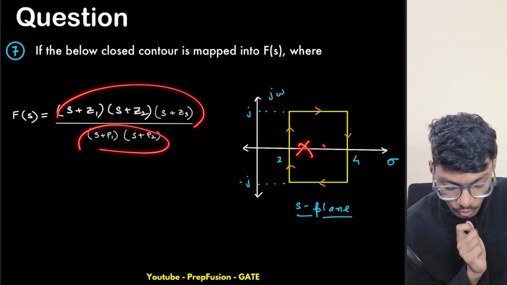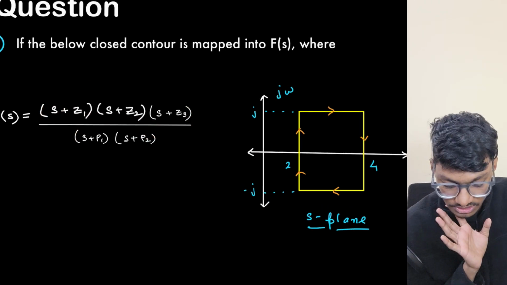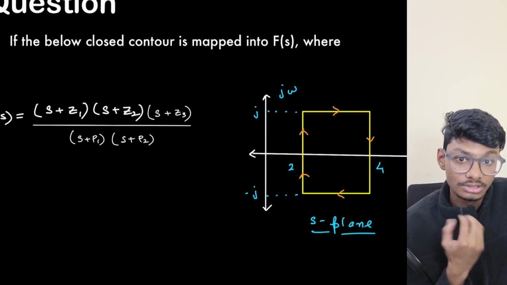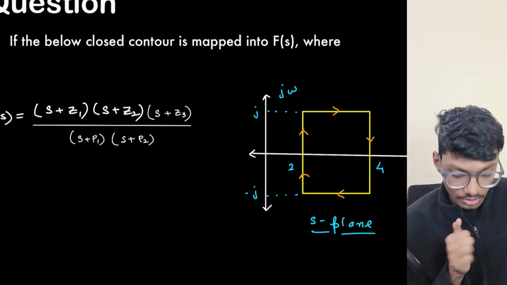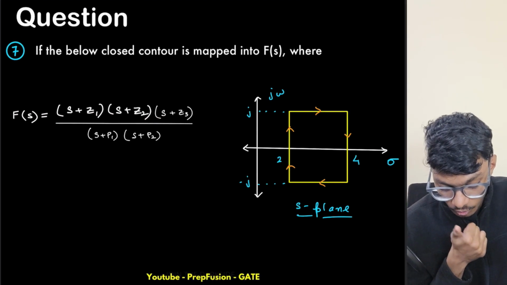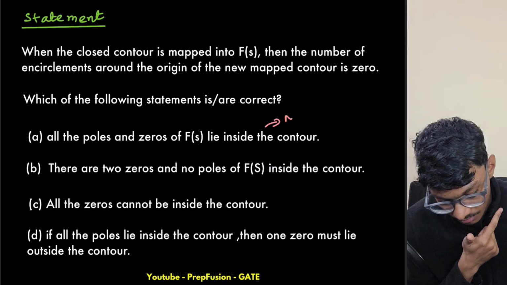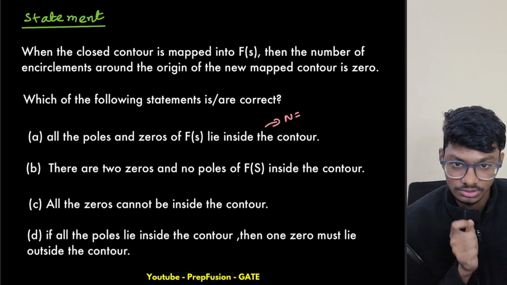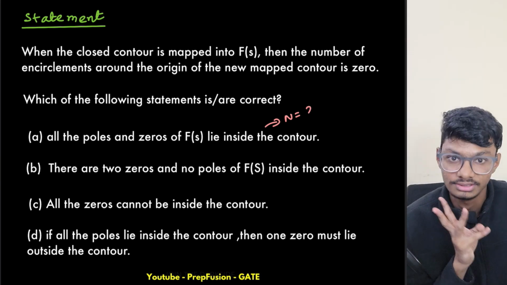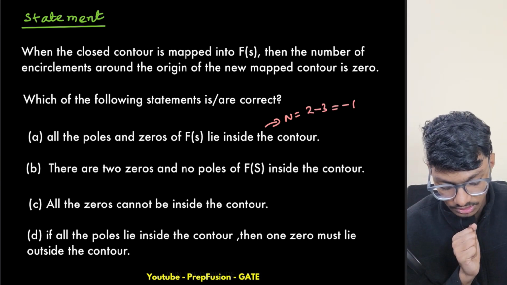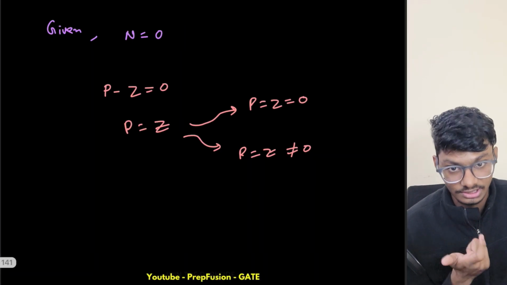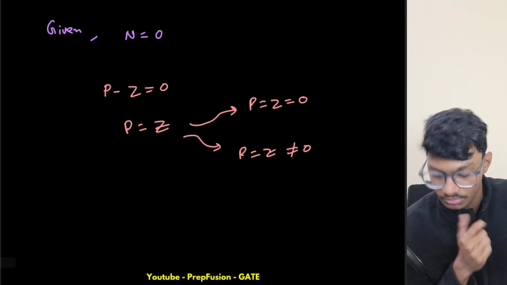If these two poles lie inside the contour and all three zeros also lie inside the contour, then what will my N become? N will become the number of poles minus the number of zeros. So I have 2 poles and 3 zeros, so 2 minus 3, which equals minus 1. Now that is incorrect because my N is 0. N is 0, that we know.